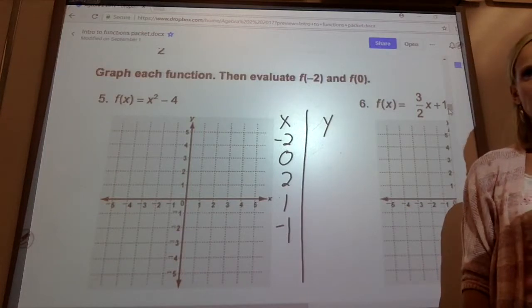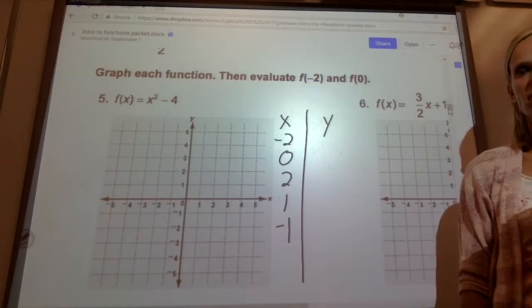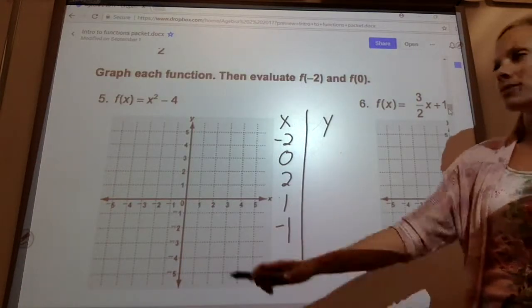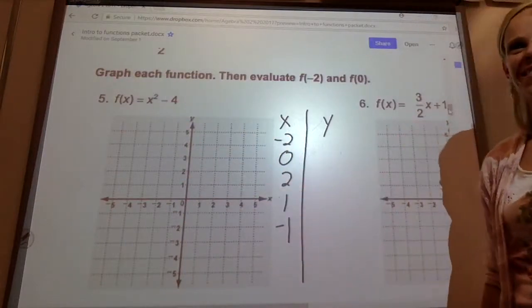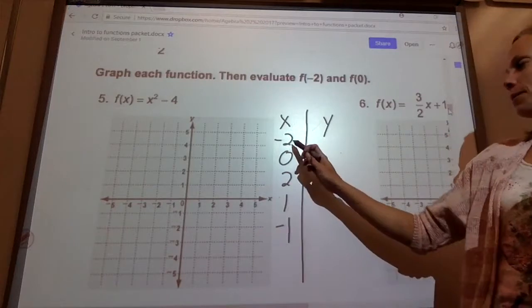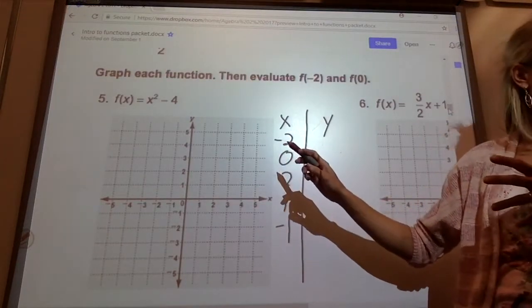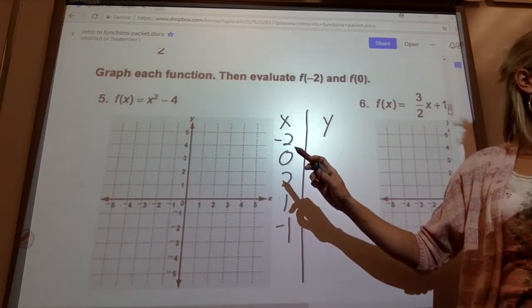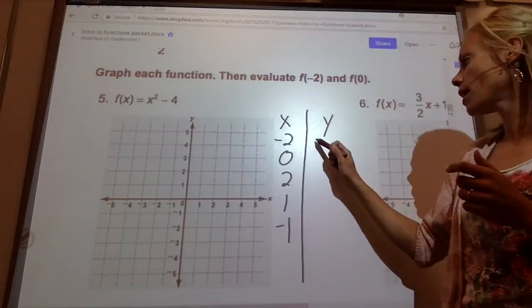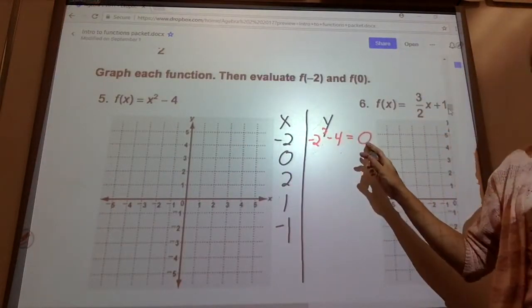Why did you pick so many? Because you need a good idea what that graph's going to look like. But you can grab anything. Now, 2 points make a line. This isn't a line. This is quadratic. If my input x is negative 2, my output would be my y. That's a point, an xy point. So I'm going to put negative 2 in for x and get my output.